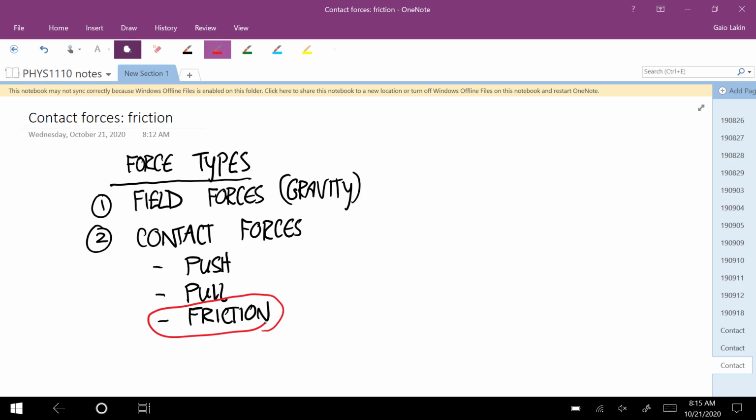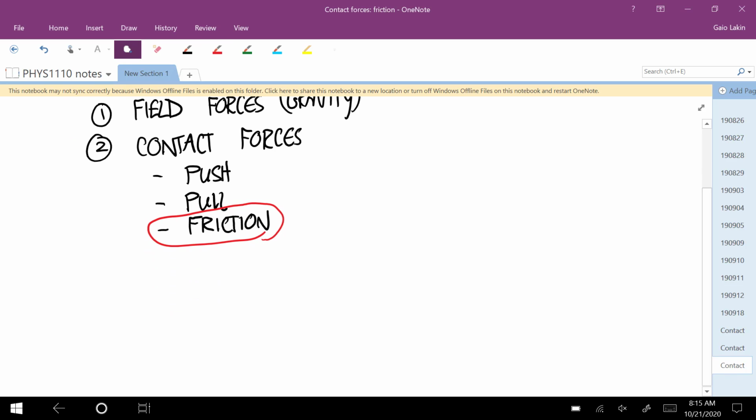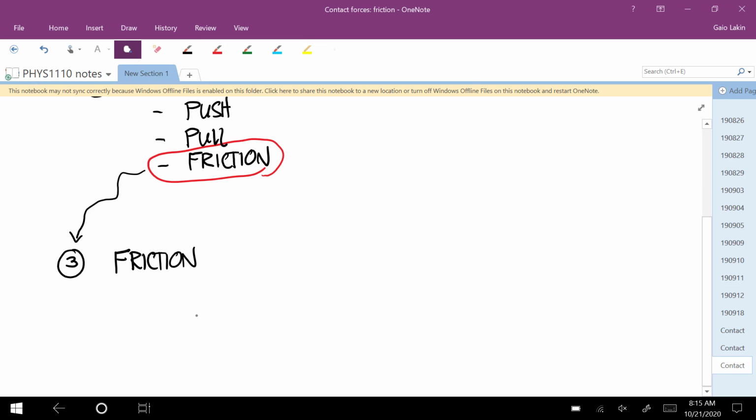And so friction, this numbering system maybe is a little odd, but now this is the third type of contact force. So this is just the numbering system I used last time. Friction is a force that's resisting sliding along a surface.